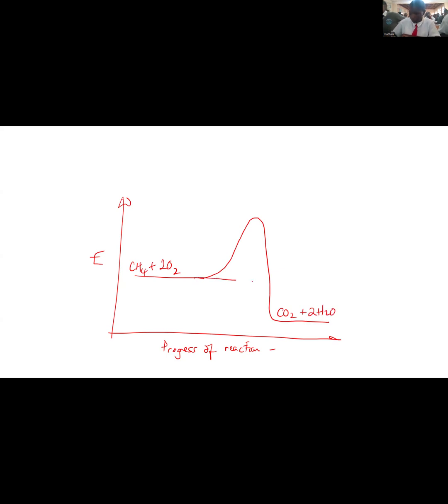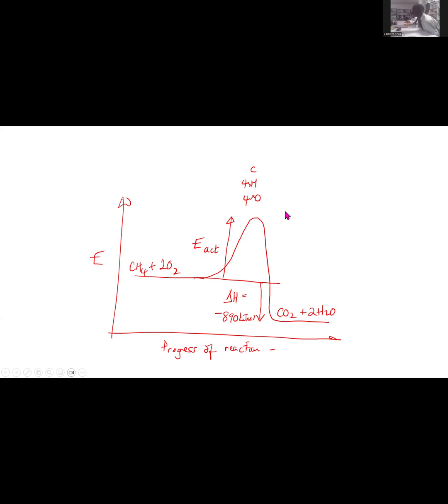Now, the difference between this and that is the delta H, and this delta H is negative 890 kilojoules per mole. This here, you probably remember, is called the energy of activation. That's the amount of energy the particles need before they can react. That is the amount of energy they need to break into a carbon and 4 hydrogens. So at the top, it is all broken, and then it comes down the other side.